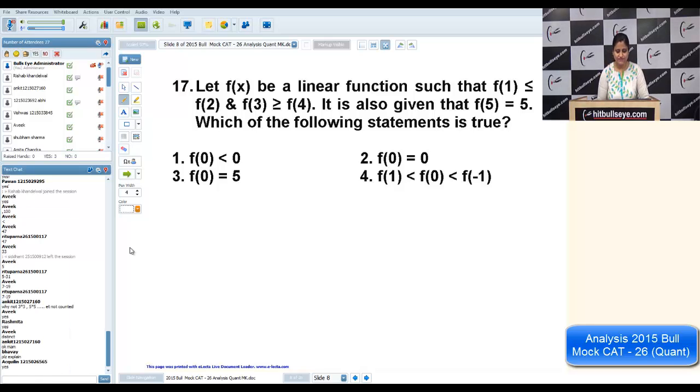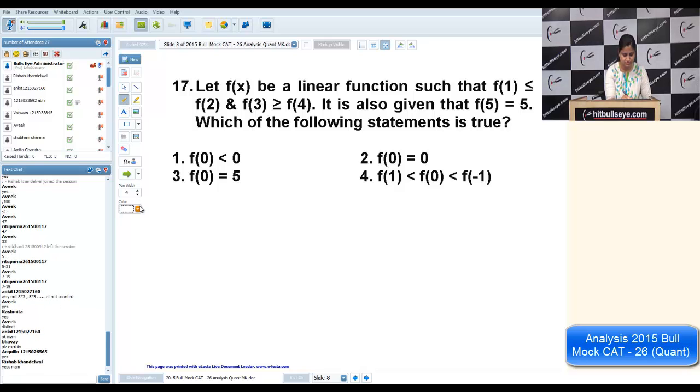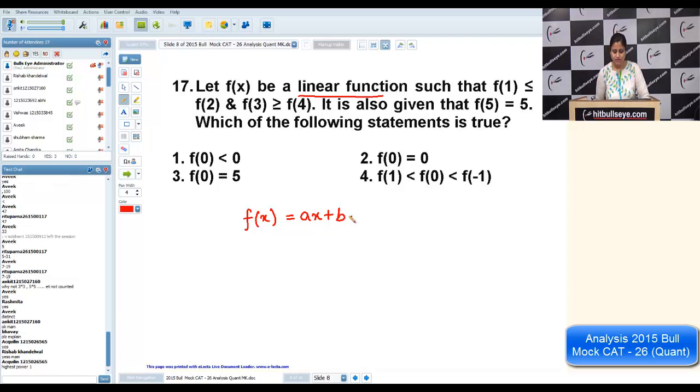Yes, Bhavya. Let f(x) be a linear function. What do you mean by a linear function? It means f(x) should be equal to ax plus b. Linear means degree 1. The first condition says f(1) is less than or equal to f(2). So it will be a plus b is less than or equal to 2a plus b. It means b got cancelled, so we are left with a greater than or equal to 0.